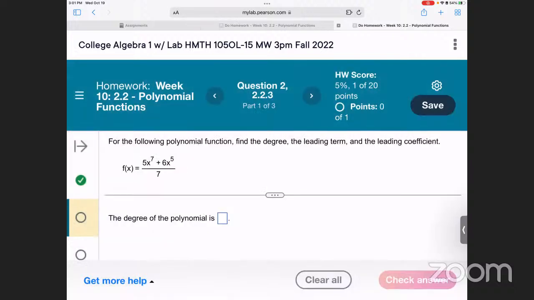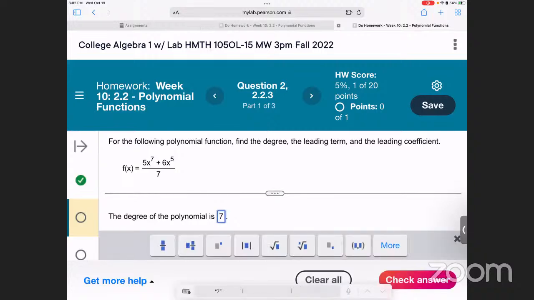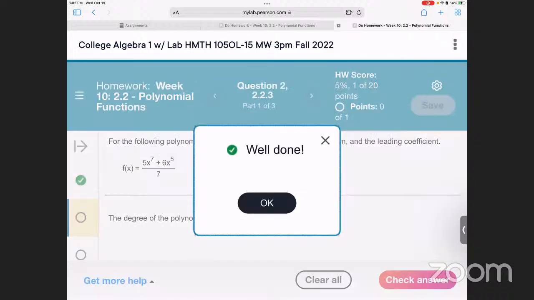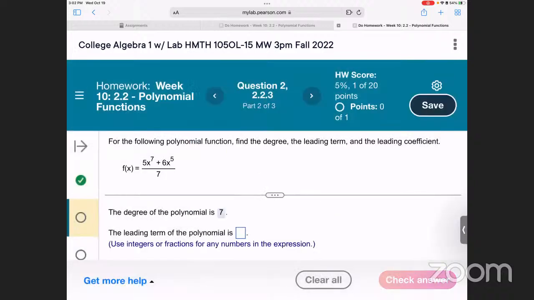With this one, the degree is the power on the highest variable, which is going to be 7. The variable with the highest power. That's what I was trying to say. I was like, why does it keep sounding so weird? The leading term is going to be the term with the highest power.